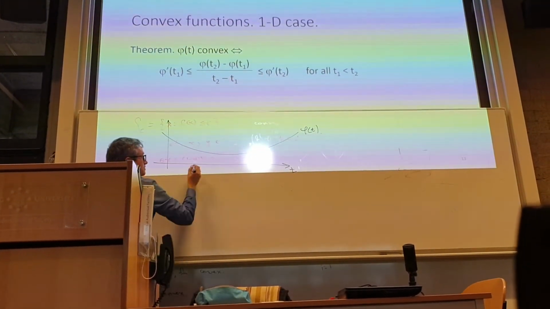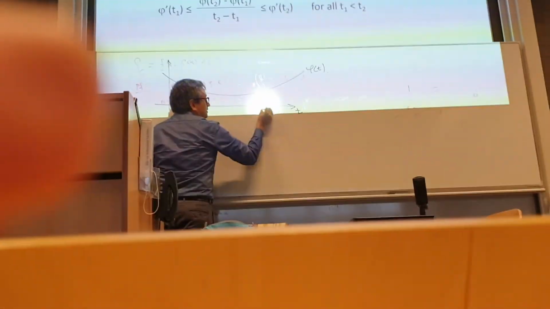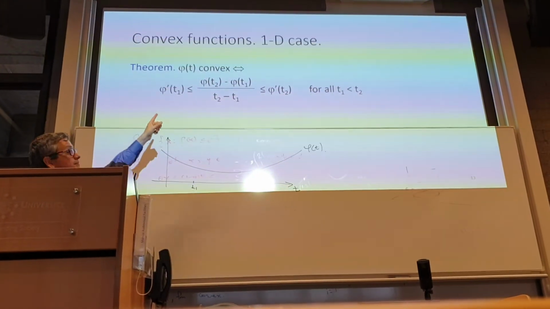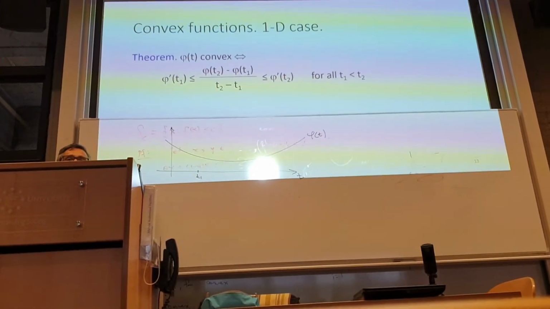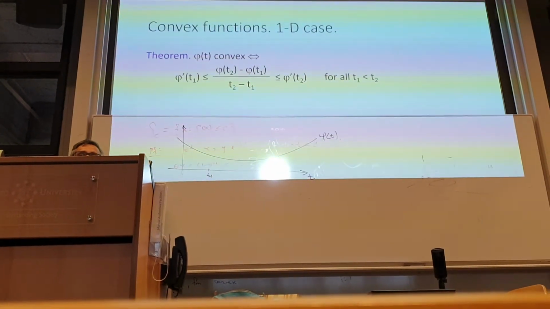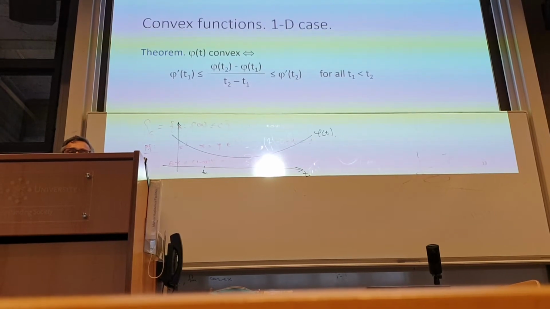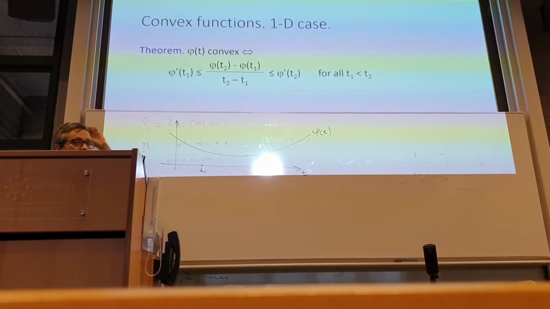We take 2 points, T1, T2, okay? And let's look at the term in the middle. What is that term in the middle? (φ(T2) − φ(T1)) / (T2 − T1). What is that?